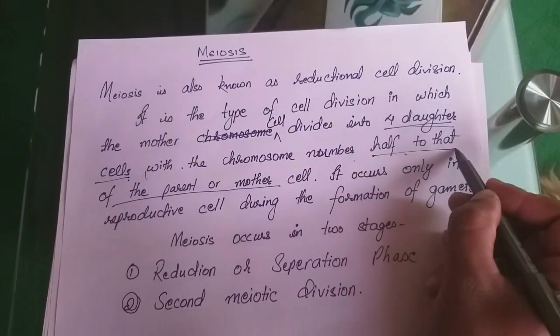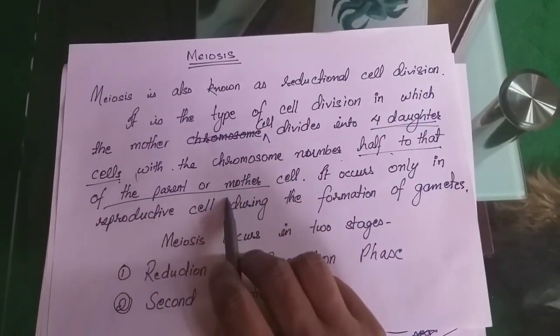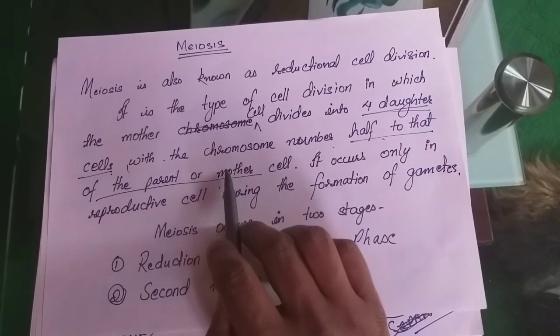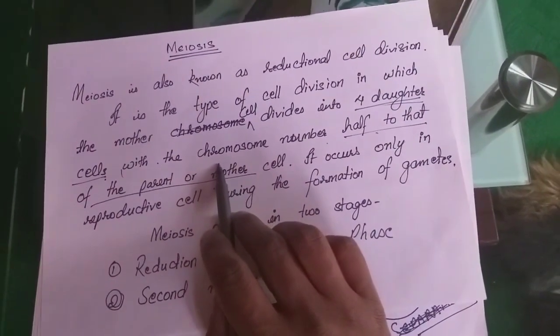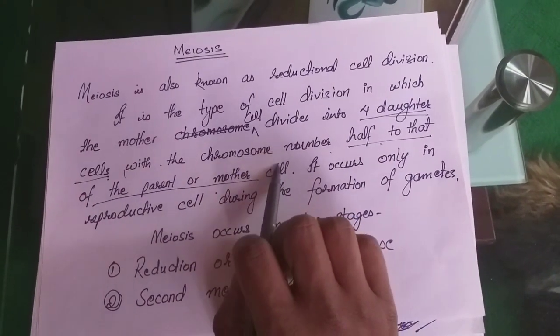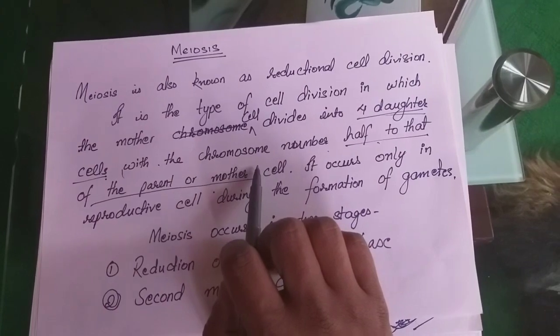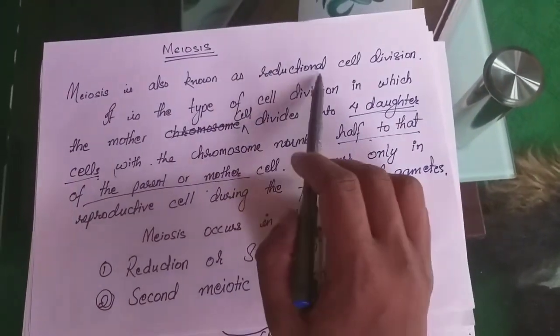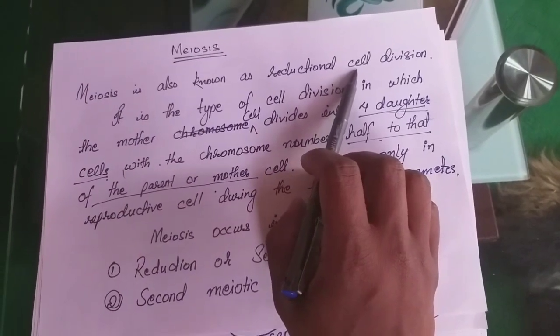Half. So that means if the chromosome number of the mother cell is 46, then the daughter cell will consist of only 23 chromosomes. Since the chromosome number is reduced to half that of the mother cell, meiosis is also known as reductional cell division.